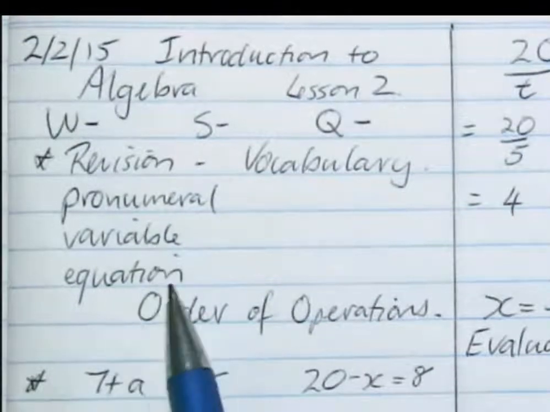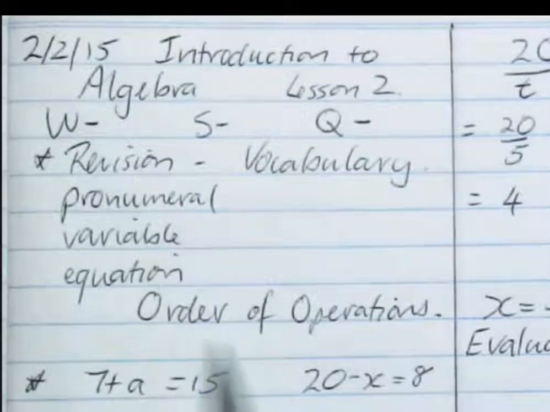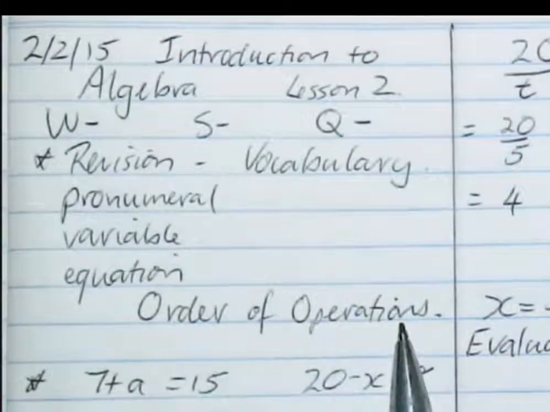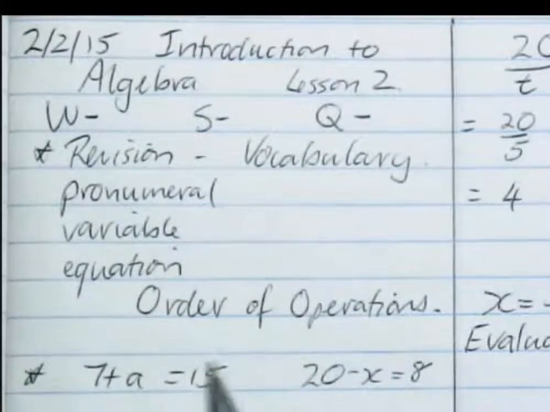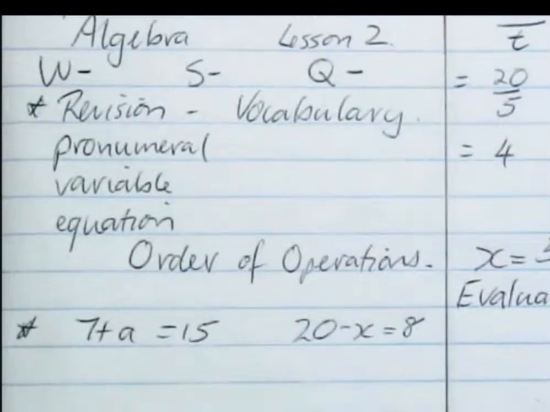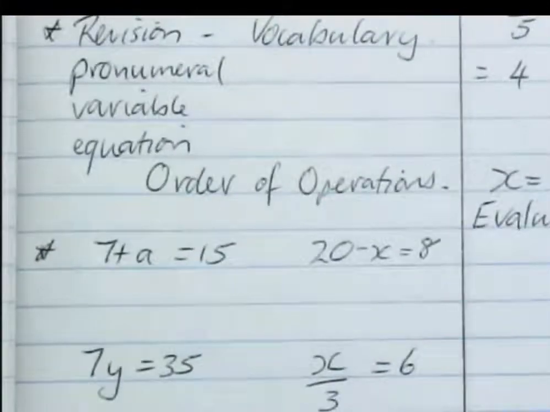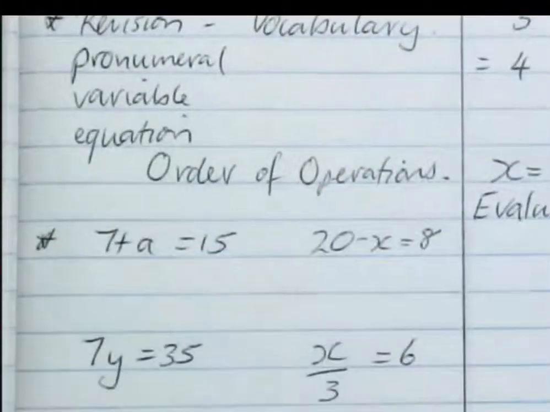Equation, a sum or an algorithm with an equal sign. Important to remember the equal sign with that one. And then of course order of operations, with our brackets, times or divide, addition or subtraction. Alright, so here are a couple of revision ones for you to do. You can write them down and do them now.